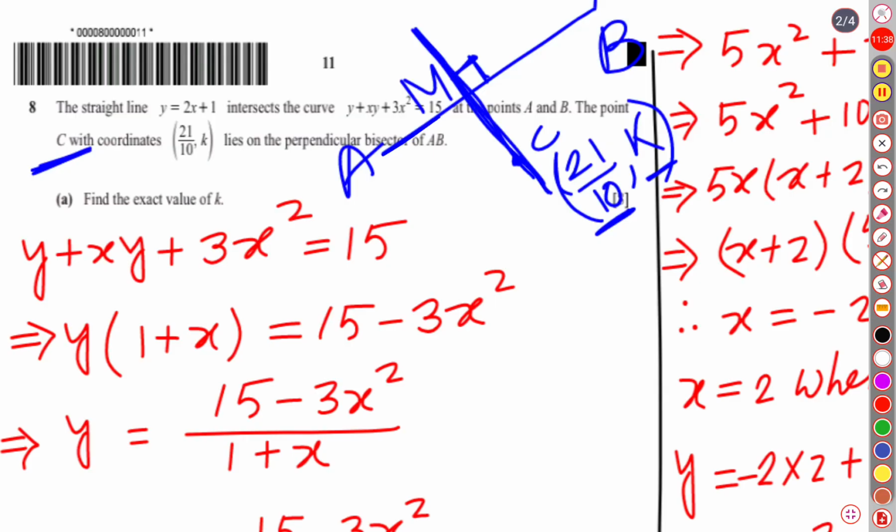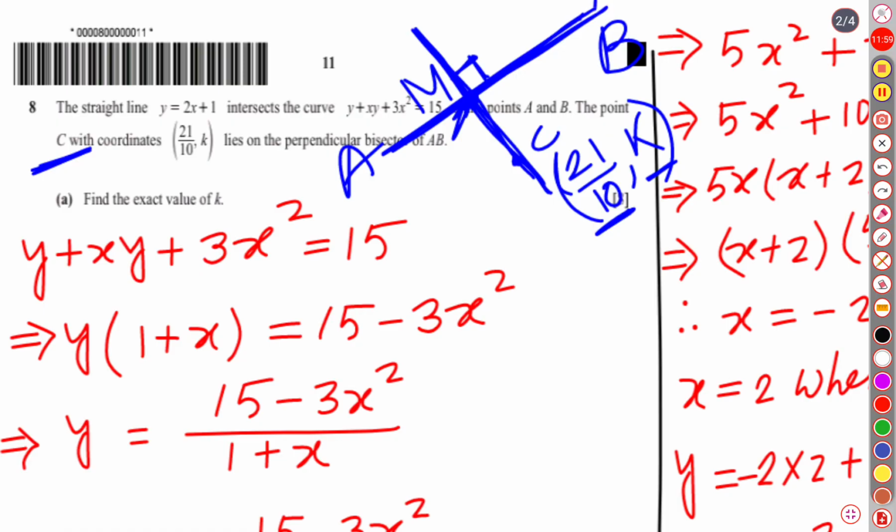MC is the perpendicular bisector of AB. That means this MC is passing through the midpoint. This must be the midpoint of AB, otherwise it cannot be a perpendicular bisector. So two pieces of information are required. One is the midpoint of AB.